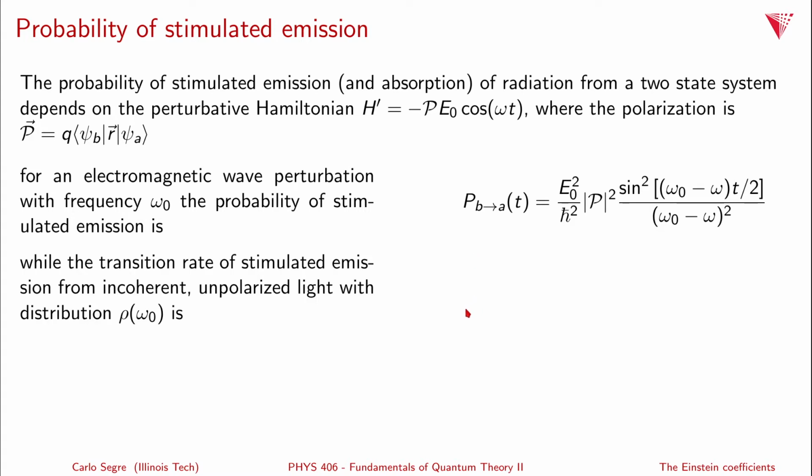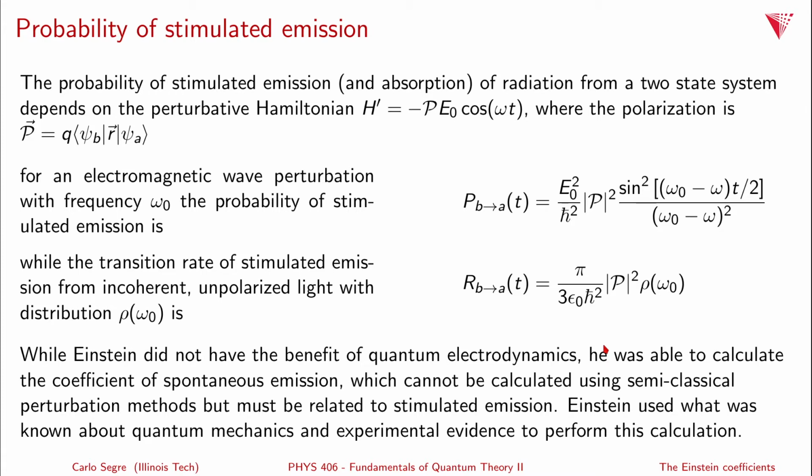While the transition rate of stimulated emission from incoherent unpolarized light with the distribution rho of omega sub 0 is given by R_BA equal to pi over 3 epsilon naught h bar squared, times the polarization modulus squared, times rho of omega sub 0. And this is clearly a constant times this distribution, rho of omega 0.